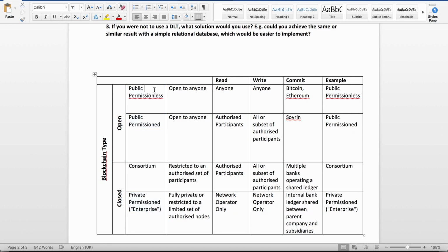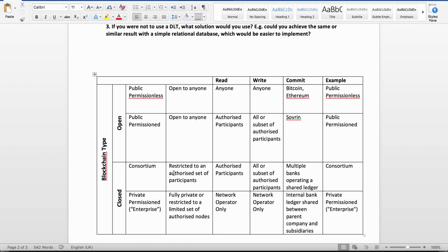What makes a blockchain public is that it's open to anyone, but what makes a blockchain permissioned is that for some actions, basically reading or writing to the blockchain, only a set of authorized participants might be able to do this. Bitcoin and Ethereum are the obvious examples of public permissionless blockchains, but there's also a public permissioned system like Sovereign.